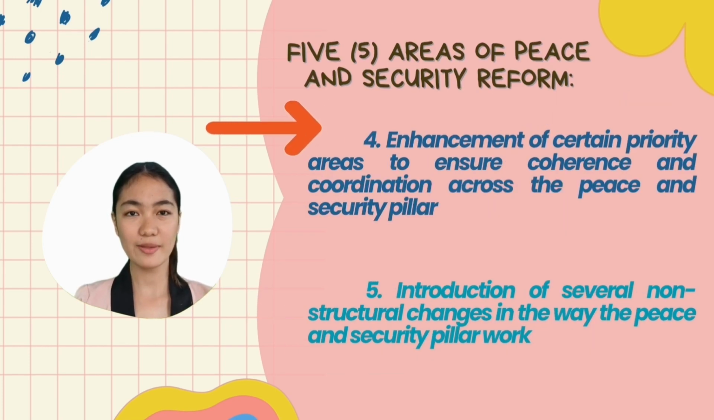Fourth, the enhancement of certain priority areas to ensure coherence and coordination across the peace and security pillar. The fourth proposed reform is to enhance priority areas such as gender, human rights, and the rule of law to ensure coherence and coordination across the peace and security pillar. This would involve better integration of these issues into the work of the 2 new departments, as well as increased collaboration with other UN entities and stakeholders.